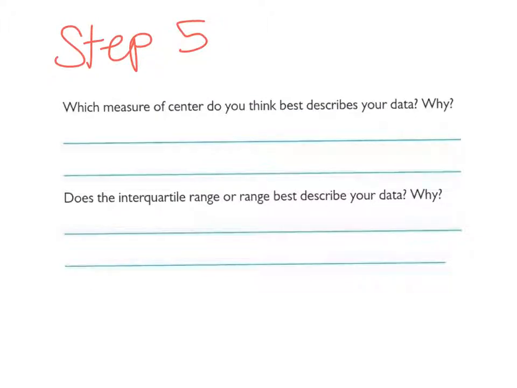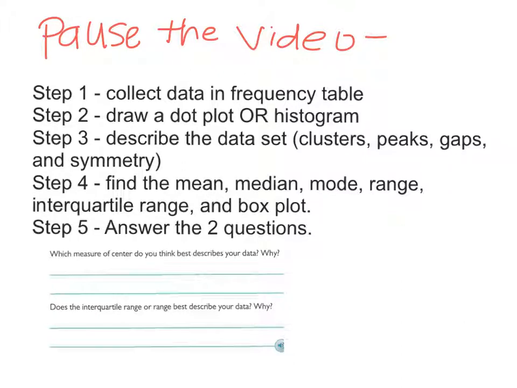Which measure of center do you think best describes your data and why? And do you think the interquartile range or the range best describes your data? And you need to answer why. So now you want to pause your video. I would keep this screen up on your screen so you remember the 5 steps you have to do.